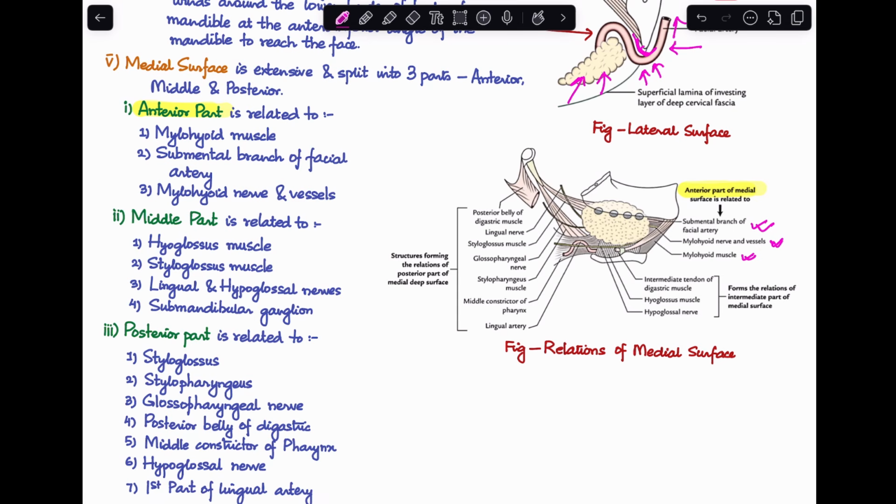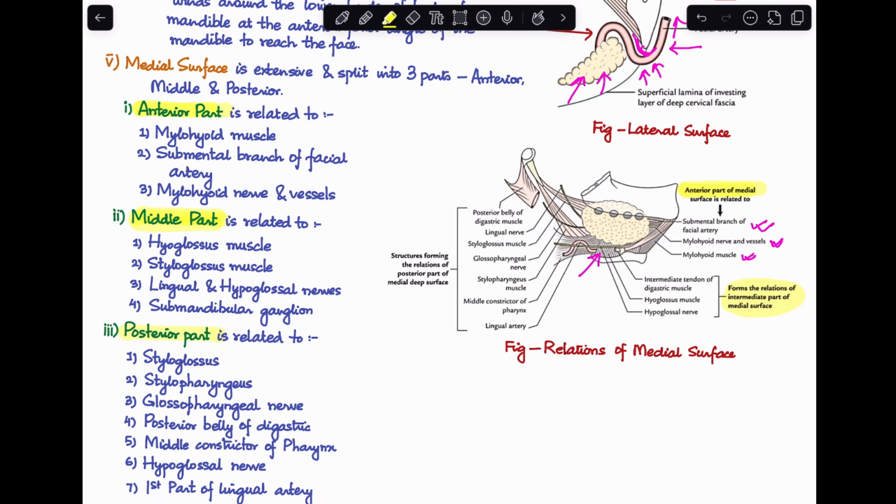Next we come to the middle part of the medial surface. If you look again at the image here, these are the middle part relations. In the middle part, the structures which are related are, first of all, the hyoglossus muscle. Then there's also the styloglossus muscle. We have the lingual nerve and the hypoglossal nerve. And last of all, we have the submandibular ganglion. These are the relations of the middle part.